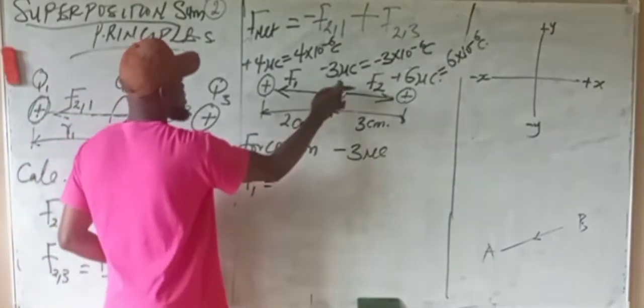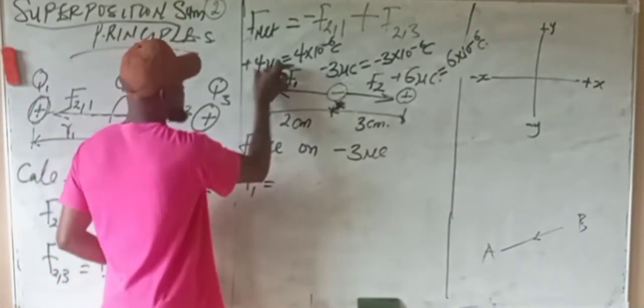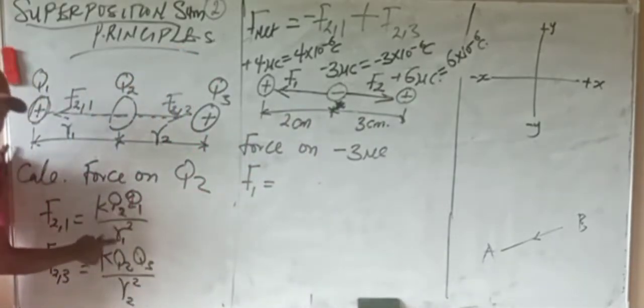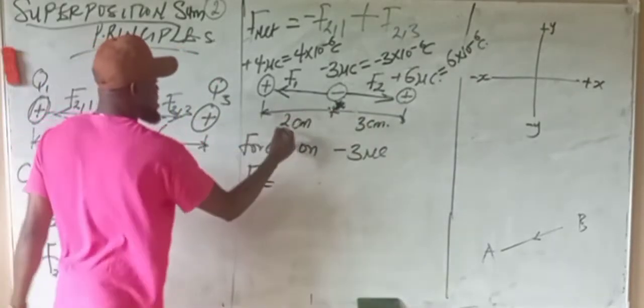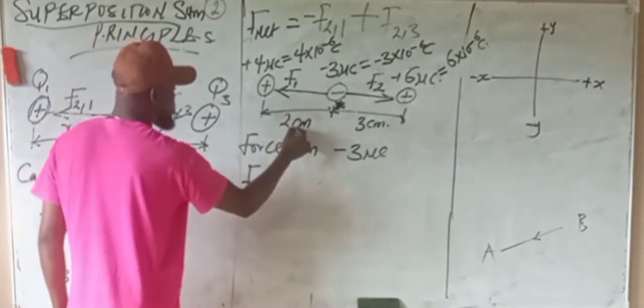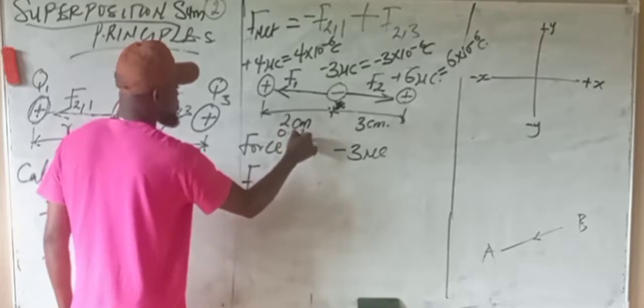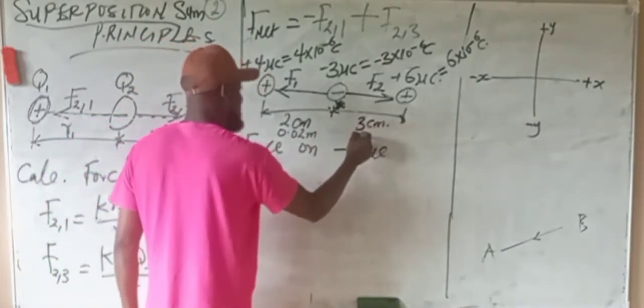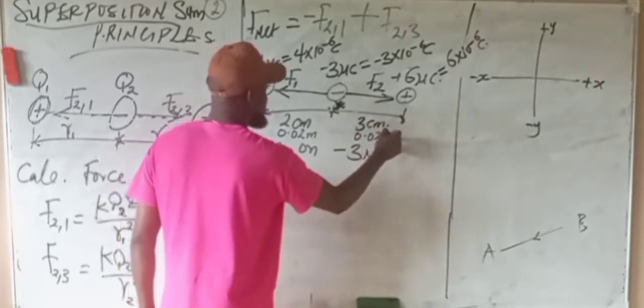The first force is between the plus 4 and minus 3. I'm going to do Q times Q over R squared. What is the distance between them? That is 2 cm. To move from cm to meter, divide by 100, and we will have 0.02 meters. The same thing, move from cm to meter, divide by 100, 0.03 meters.